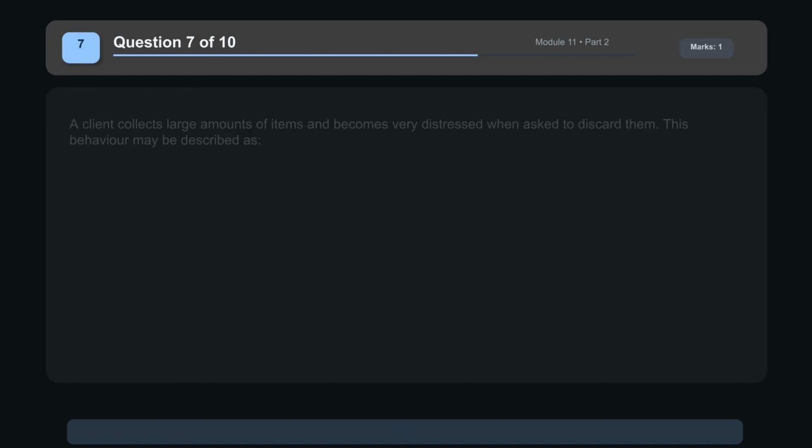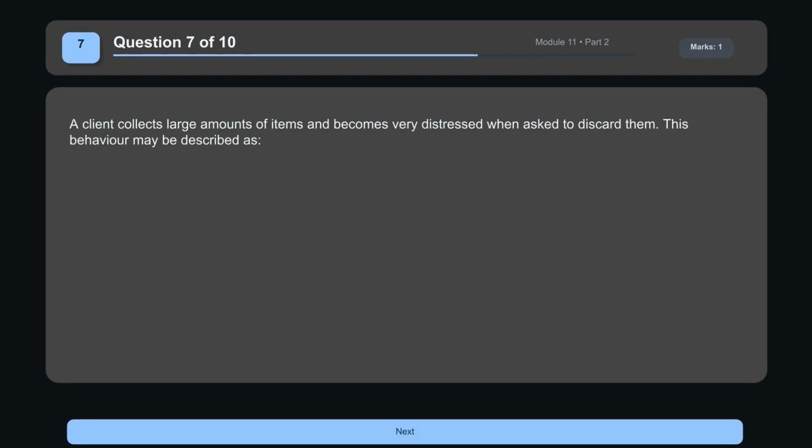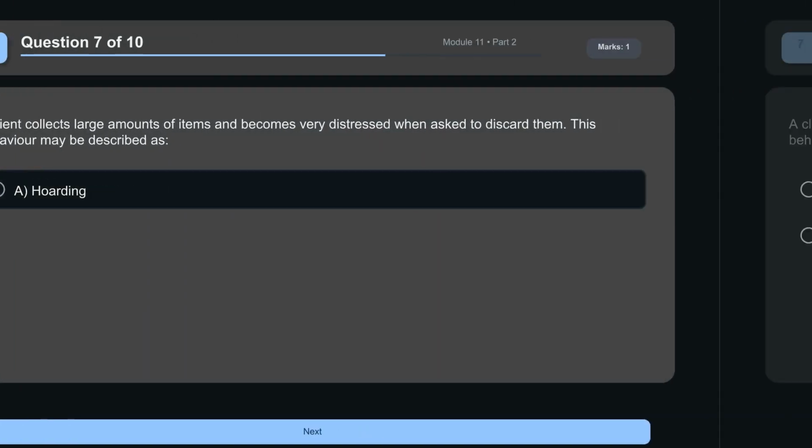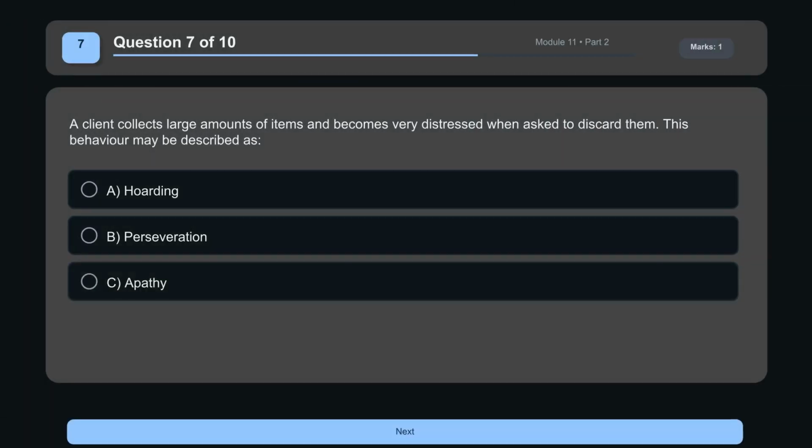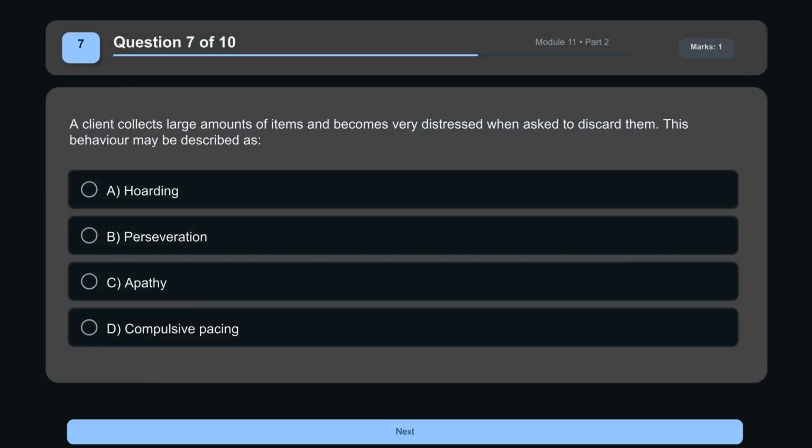Next is question 7. A client collects large amounts of items and becomes very distressed when asked to discard them. This behavior may be described as Option A is hoarding. Option B is perseveration. Option C is apathy. Option D is compulsive pacing. Take a moment and choose the best answer.